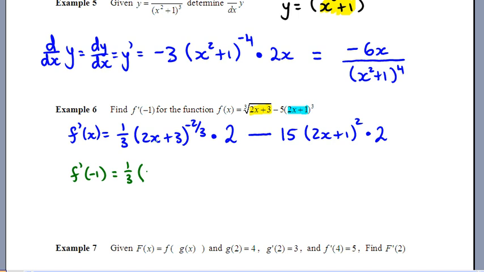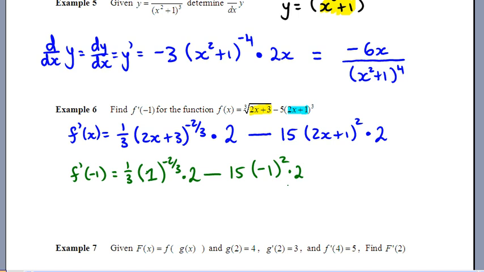2 times negative 1 would be a negative 2, plus 3 would be a 1, to the negative 2/3 times a 2 minus 15. Okay, and negative 1. 2 times negative 1 is negative 2. Add 1 is a negative 1. That's going to get squared, and then times a 2.